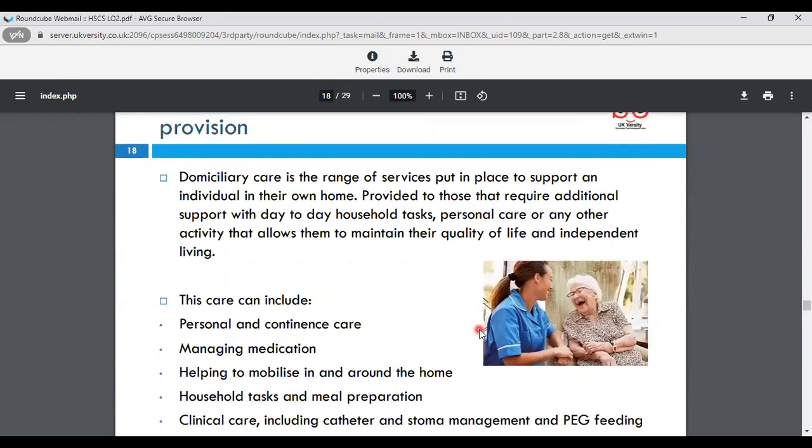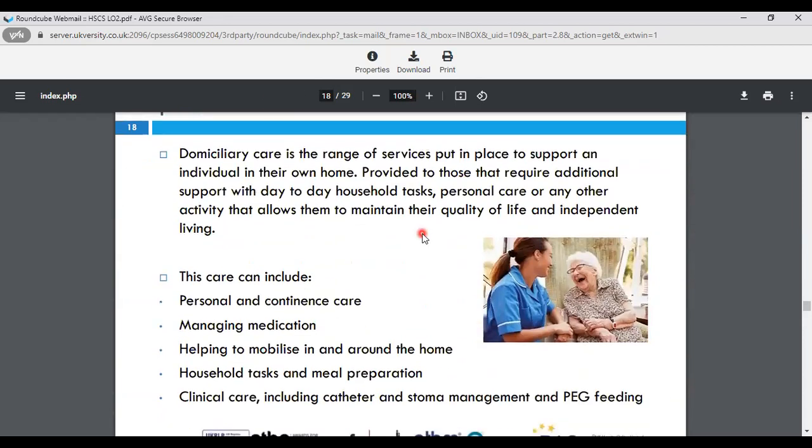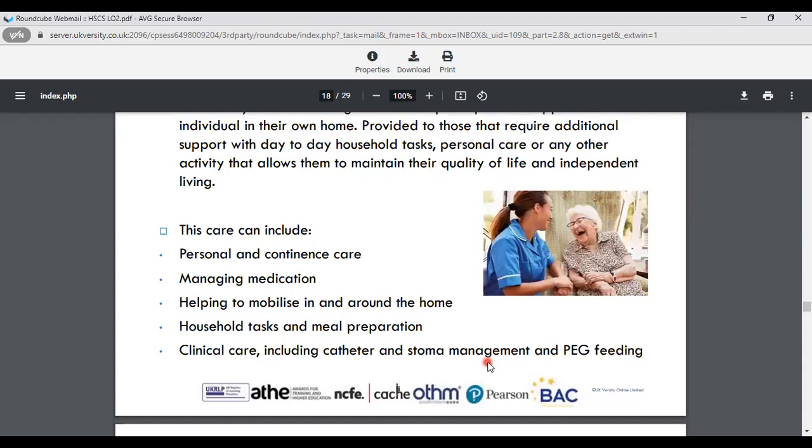So what is this care? So there's domiciliary care. It has a range of facilities. So you have personal and continence care. You have managing medication. You have helping to mobilize in and around the home, household tasks that are supported with, and meal preparation, clinical care, including catheters and stoma management and PEG feeding. There's several others also.